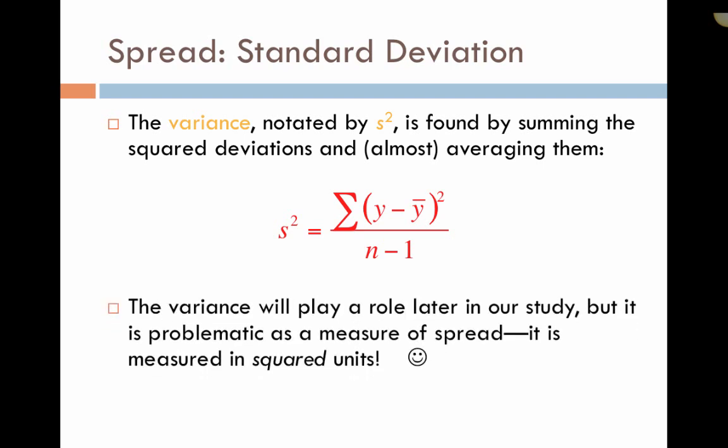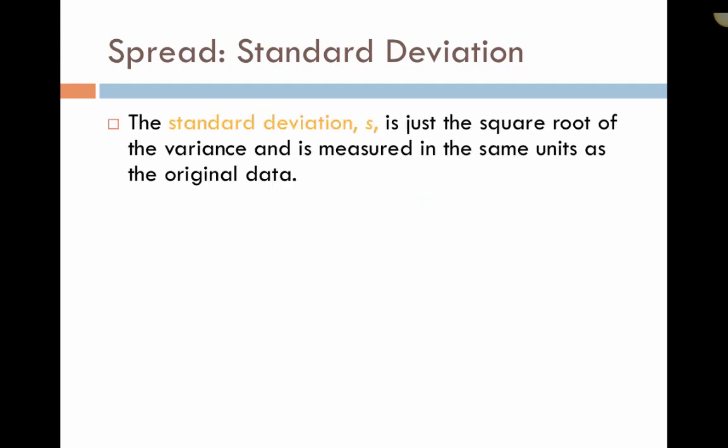Variance is going to play a bigger role later on, but right now it's not useful to us because it's measured in squared units, and we don't like that. So we're not going to really focus too much on the variance at all right now. What we will focus on, though, is the standard deviation, which is given the variable s. The standard deviation is just the square root of the variance, and because we are taking the square root of it, we're able to keep the same units as our original data.